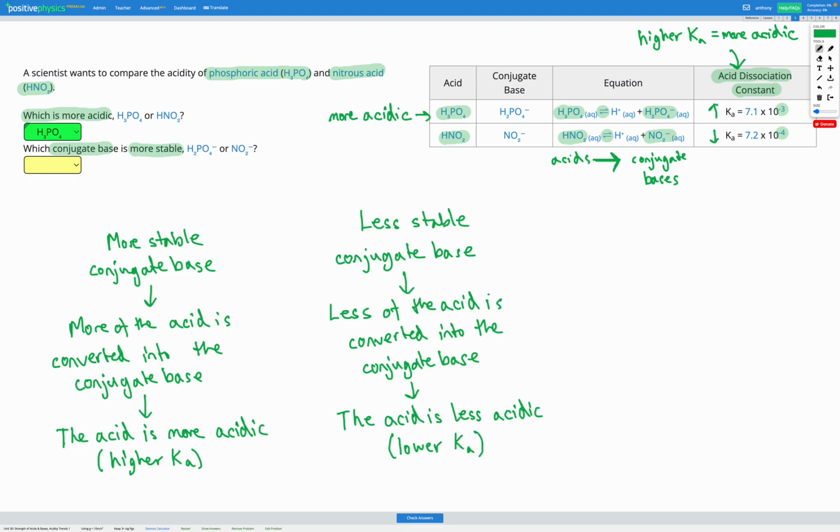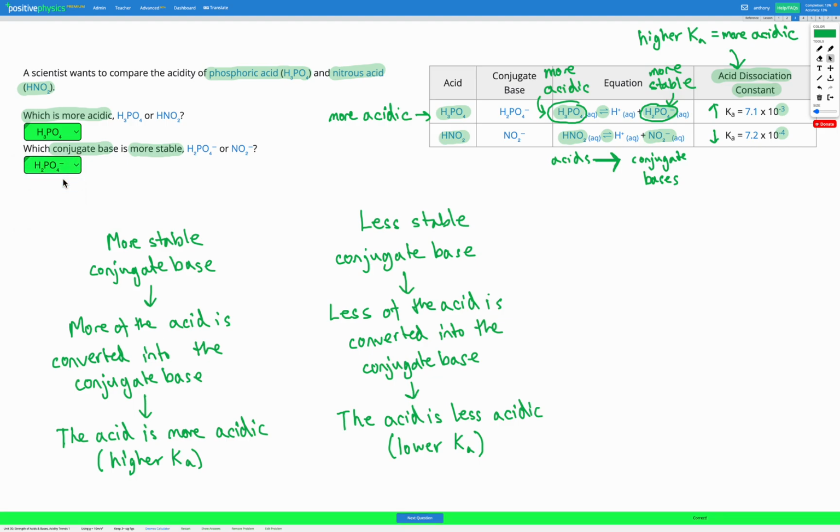So if we know H3PO4 is more acidic, that means that H2PO4 minus must be a more stable conjugate base. So which conjugate base is more stable? It's going to be H2PO4 minus. Let's do one more question of this type.